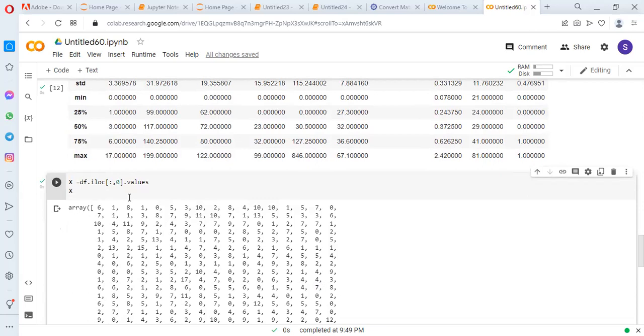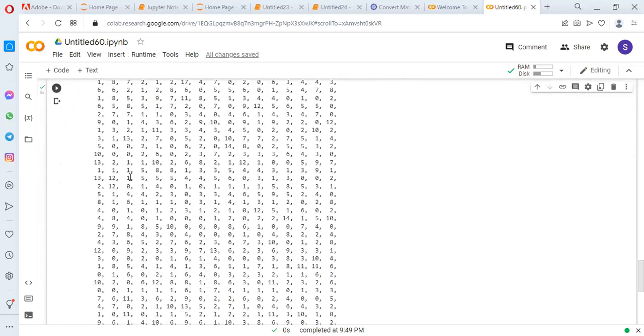I have to write in this way. This double colon means I'm considering the whole data set, and then I am taking the name of the column. That is, it may be 0th column, it may be first column, that is the index value of the column. And if I write the values, all the values of that particular column will be displayed.